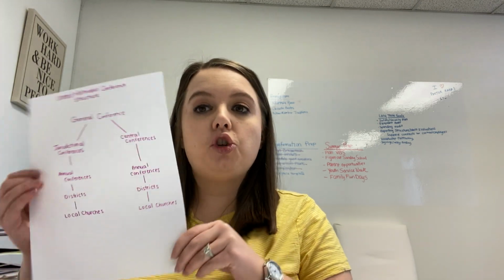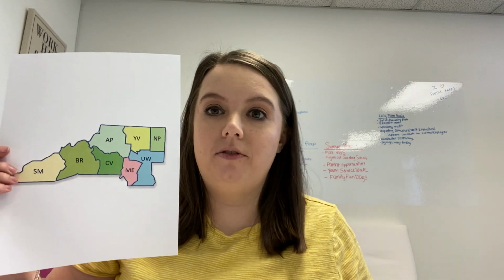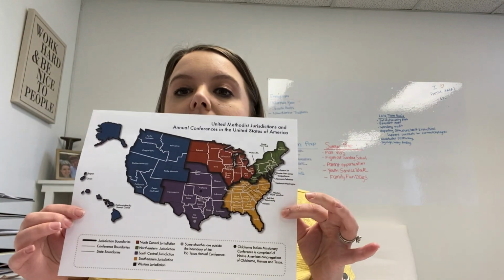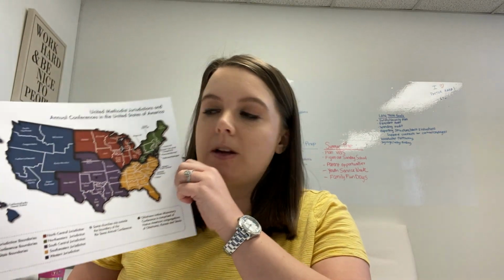We are going to be looking at this chart of the United Methodist Conference structure. We're going to look at this map of our annual conference's districts, and also this map, which shows us all of the jurisdictions as well as the annual conferences here in the United States. So today's lesson is kind of visual, so I want to encourage you to download, and if you can, print off those notes pages for this week.